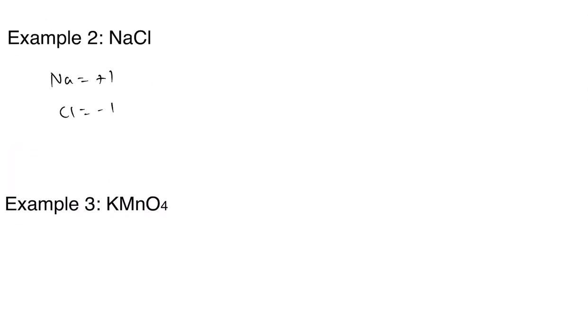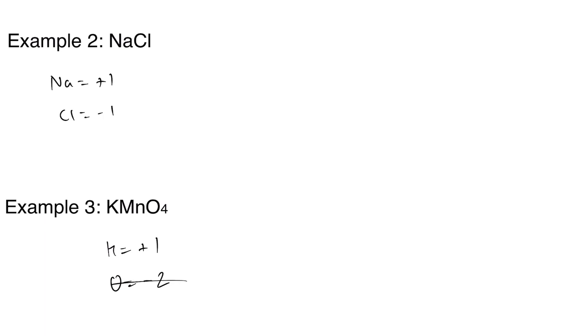Let's try another example. So potassium permanganate. Potassium is an alkali metal, so it has an oxidation number of +1. Oxygen in this compound is assigned an oxidation number of -2. And the total oxidation number of 4 oxygens is going to be -8. So we can scratch that and make oxygen equal to -8.